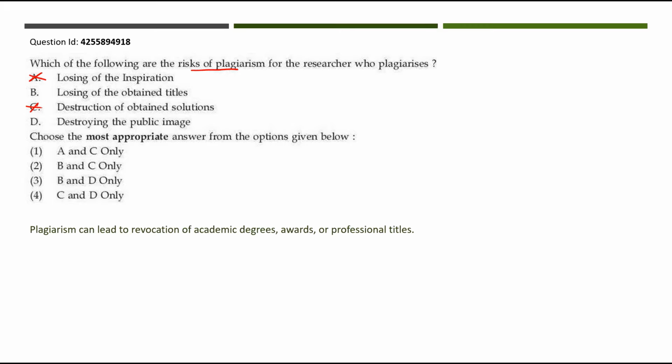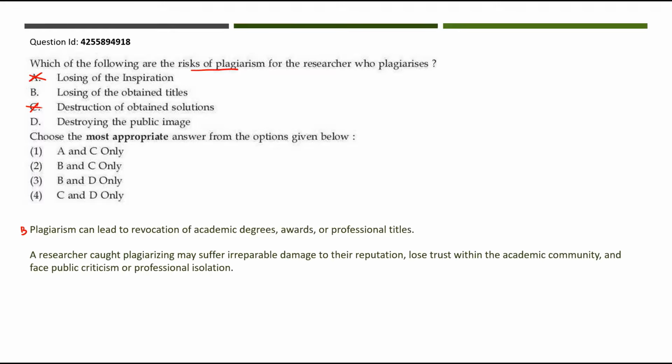Plagiarism can lead to revocation of academic degrees, awards or professional titles, which can be equated to point B here. A researcher caught plagiarizing may suffer irreparable damage to their reputation, lose trust within the academic community, and face public criticism or professional isolation. When some damage happens to their reputation and people lose trust, it is equivalent to destroying the public image. So this point is D.